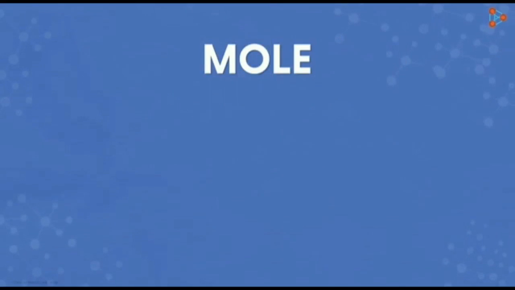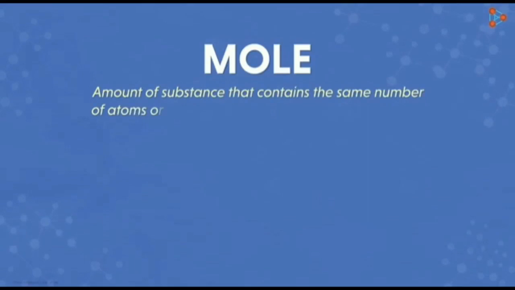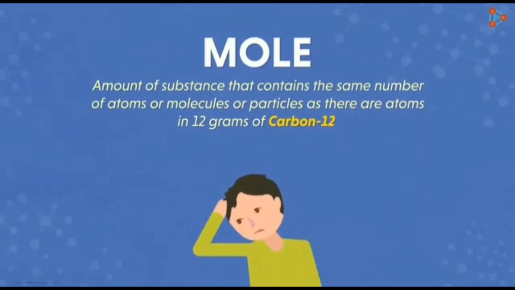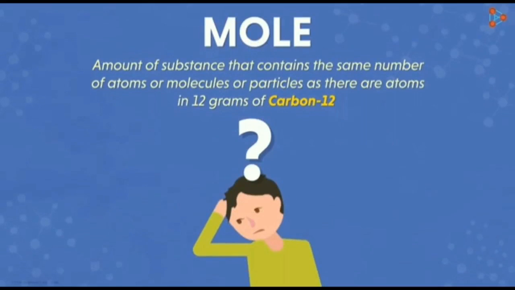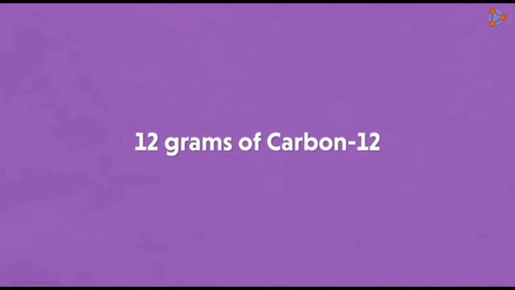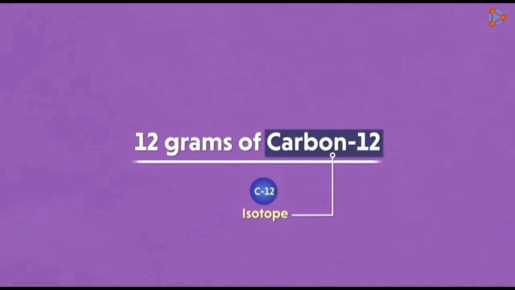Scientifically, 1 mole is defined as the amount of substance that contains the same number of atoms, molecules or particles as there are atoms in 12 grams of carbon-12. Yes, even I didn't understand it when we read it for the first time. Let me break it down for you. Let me remove this definition from the screen. What we have on the screen now is 12 grams of carbon-12. Carbon-12 is one of the isotopes of carbon.